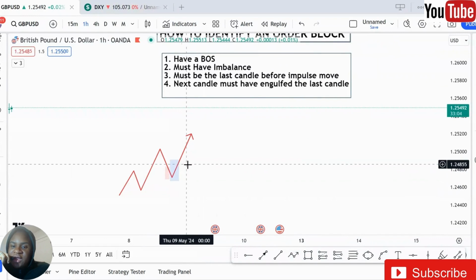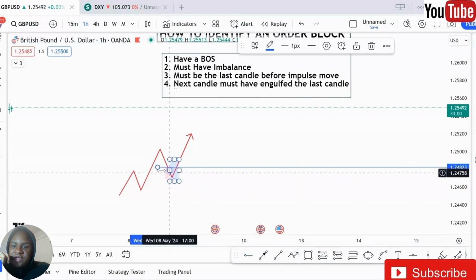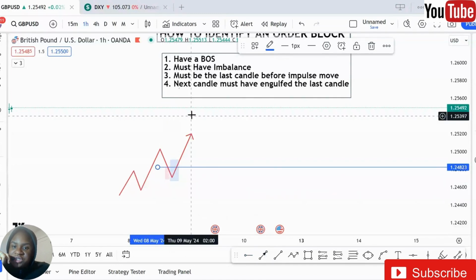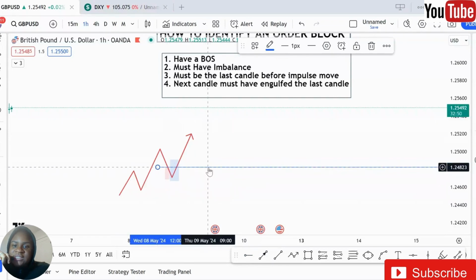Before the engulfing candle took place, you can see the engulfing candle here, right? The engulfing candle covered the last candle. That's the last bearish candle before the bullish impulse move. You can see it, right? It covered it up. That is how we know an order block.